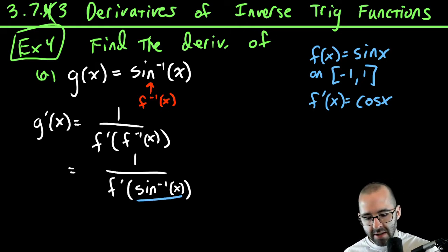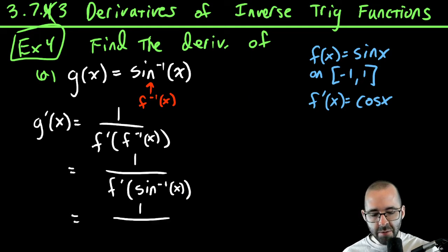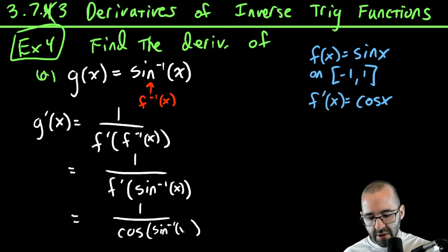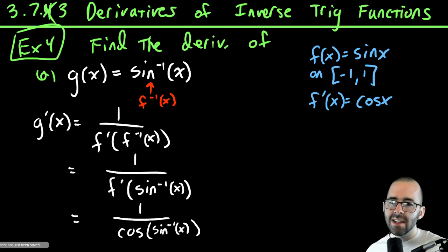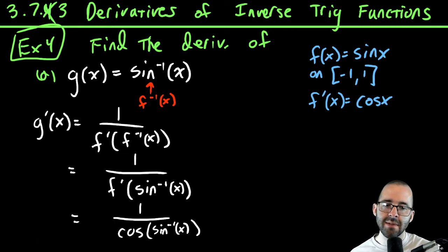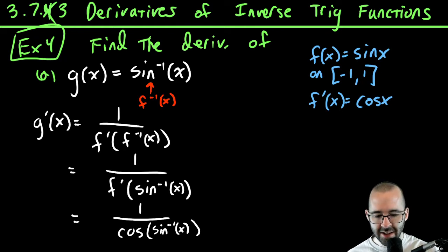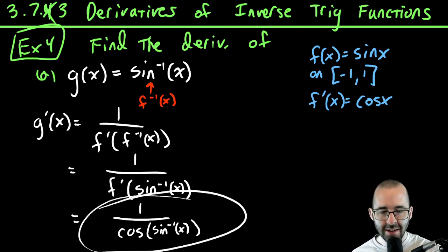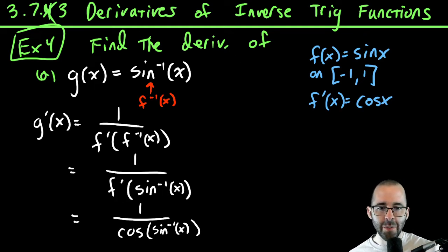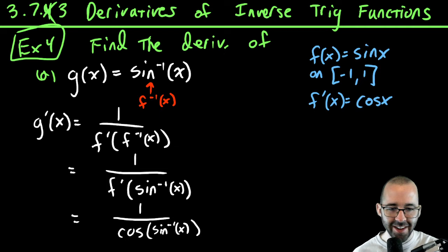So we just need to plug this into cosine. We get 1 over f prime is cosine. But instead of plugging in x, we're plugging in this whole thing. Remember your function composition. Inverse sine of x. And you might say, Jason, this kind of sucks. This is not a nice function. Don't circle this, because this is not our final answer. Undo. If you have a pen, I'm sorry. I tried to warn you.